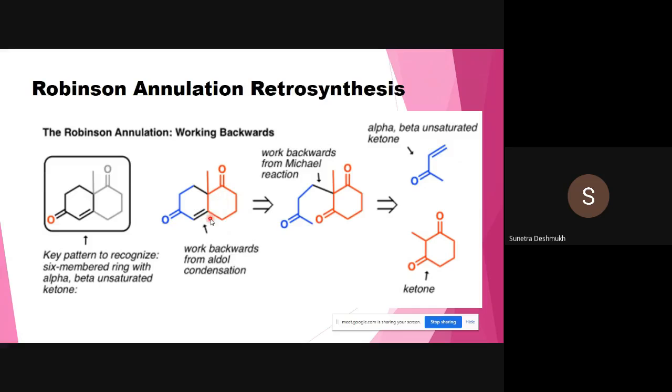Okay, so working backwards, this moiety we have synthesized via Robinson's annulation. We have to break this carbon-carbon double bond, and we can get such a moiety, an alpha beta unsaturated carbonyl compound, and this is the diketone. From these two molecules we can synthesize our final product.